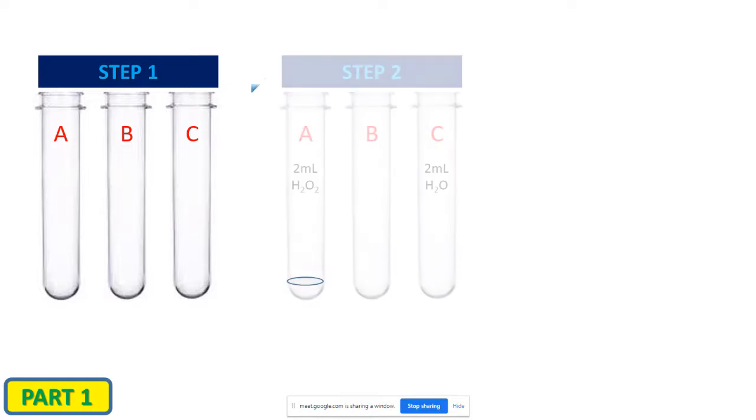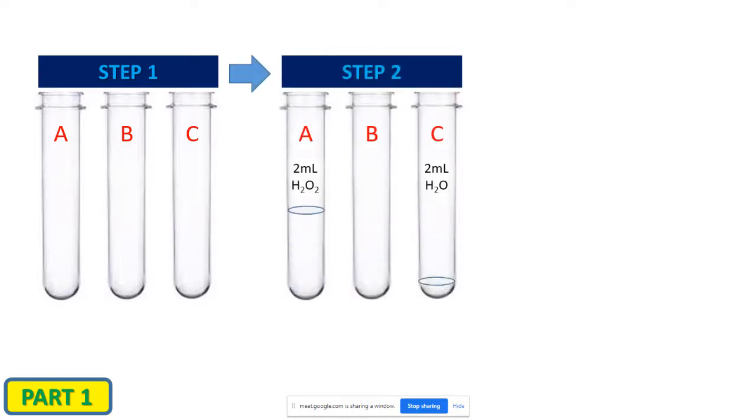So in part 1, you're asked to take and label 3 test tubes, A, B, and C. And then in test tube A, you need to put 2 mils of hydrogen peroxide. And in test tube C, you're going to put 2 mils of water in there. Now we're going to use C later, and B doesn't get anything just yet. It'll get it in the next step.